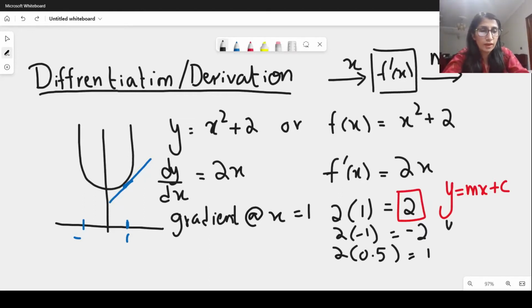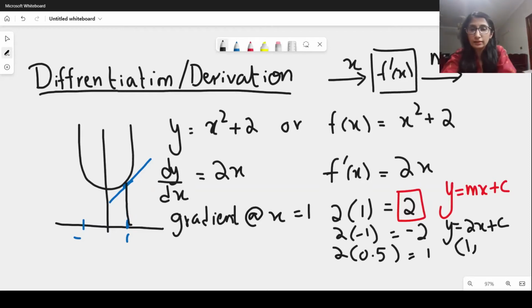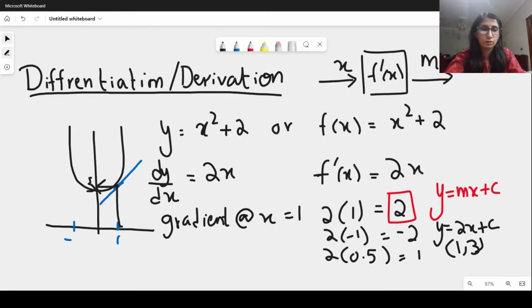You already have m, y equals 2x plus c. To find the value of c, you'll need a point on the curve, x is 1. And at this corresponding point, what is y? So when x is 1, 1 square plus 2 will be 3. So at (1, 3), you'll use (1, 3) to find this c. So let's do it here.